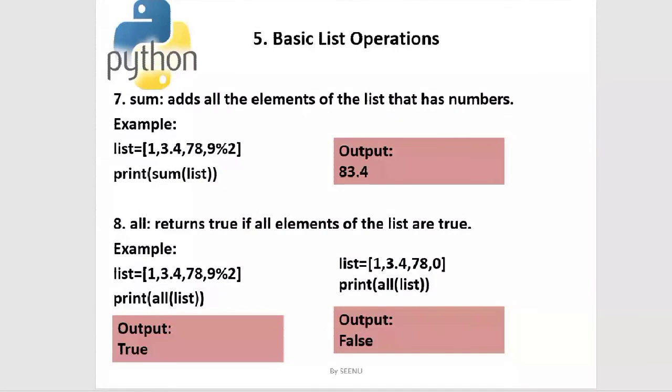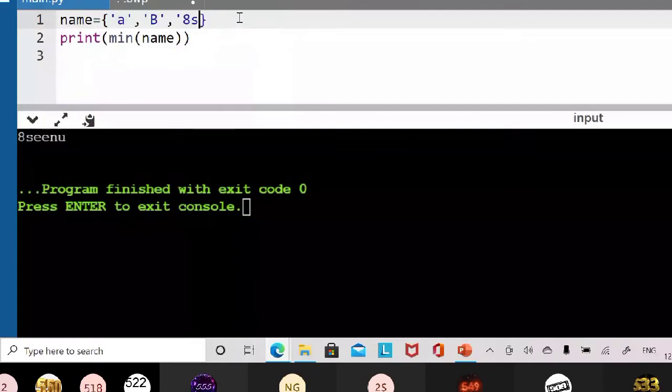So the next one is called the sum function, right? The sum function will add all the elements of the list and give the result to you. It's easy, there isn't much to explain here, right? With the sum function you can give all the values and it will add all the values for you.